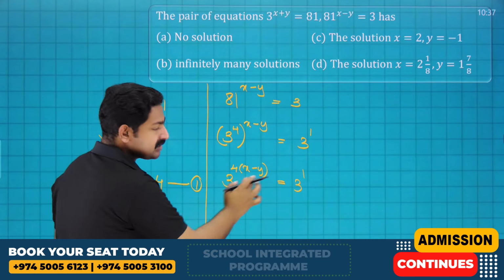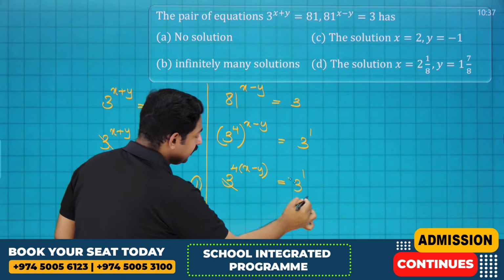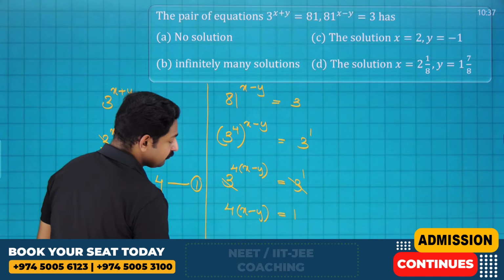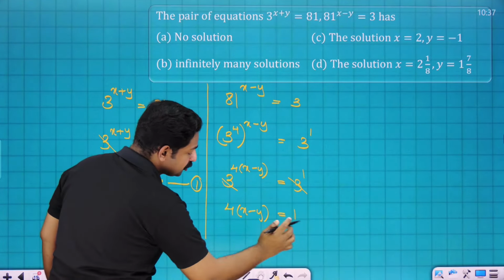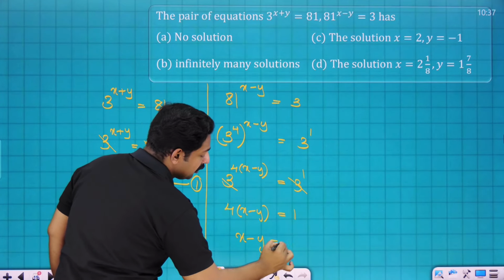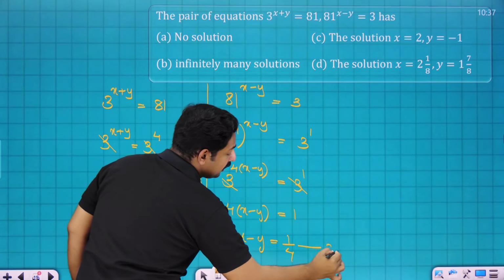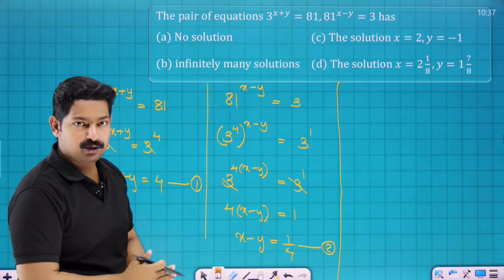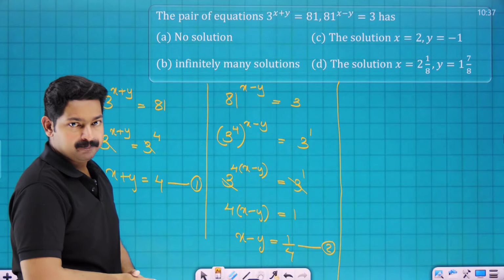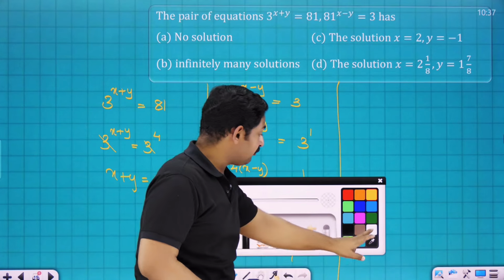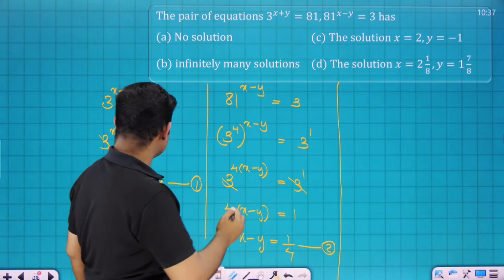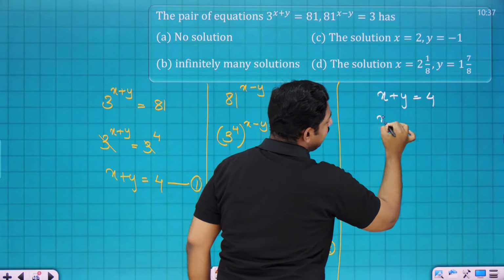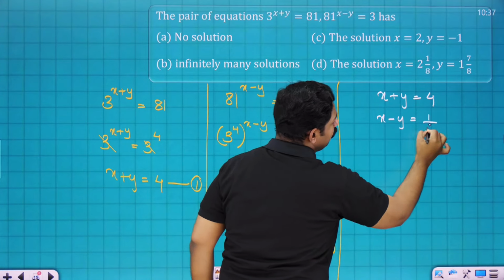Now you can see the bases are the same, so the powers are equal: 4 into x minus y is equal to 1. If you bring 4 to the right side, you get x minus y is equal to 1 by 4, equation number 2. So now you have two normal equations in x and y, and you can easily find the values: x plus y equal to 4 and x minus y equal to 1 by 4.